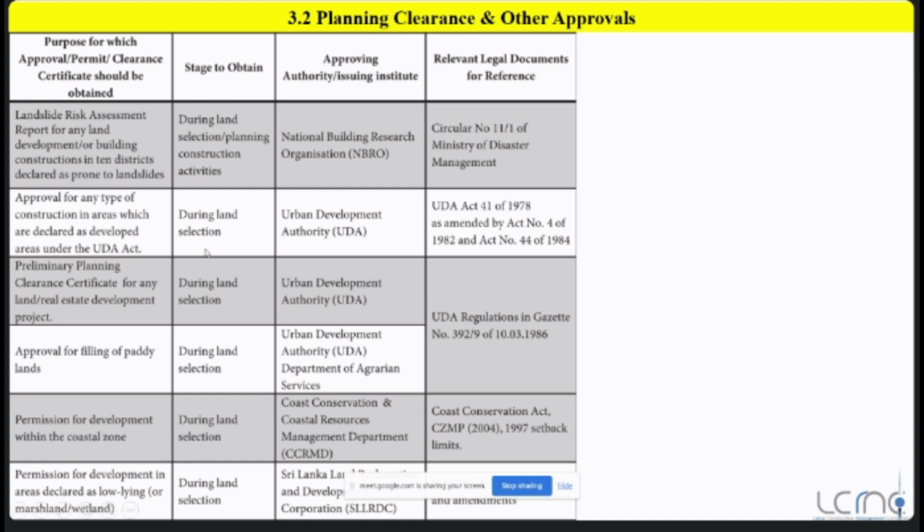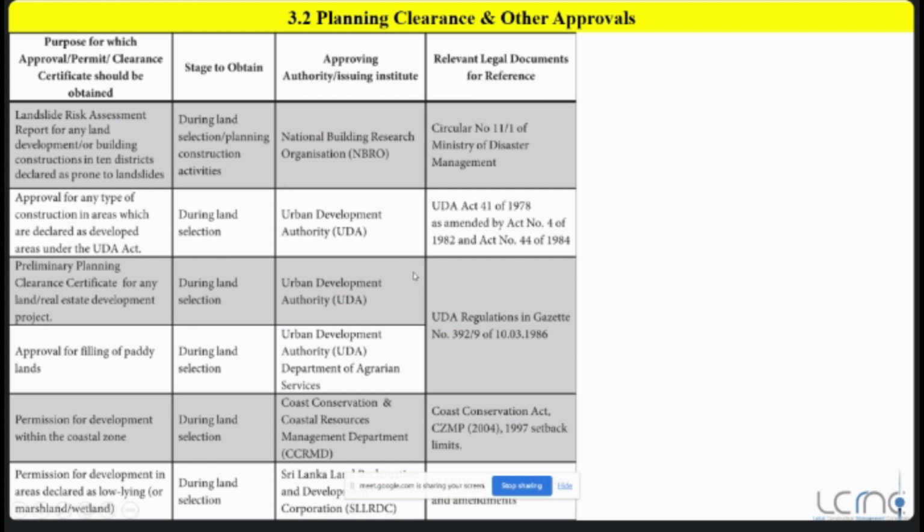Then here I have mentioned the stage to obtain. That means when you need to obtain this approval, and the purpose of approval, and also the approving authority, and also what are the legal documents. All the things I have mentioned here. You can refer to all these things.